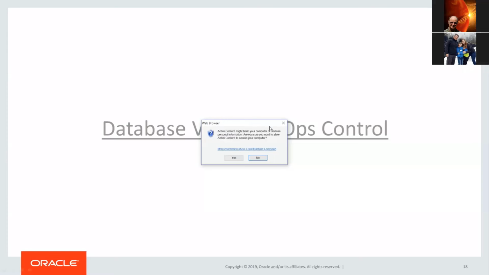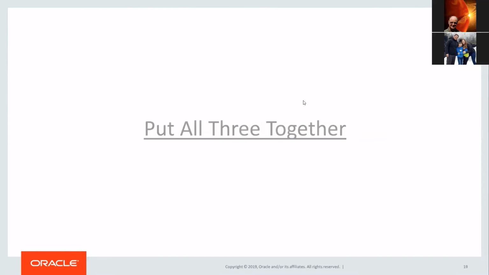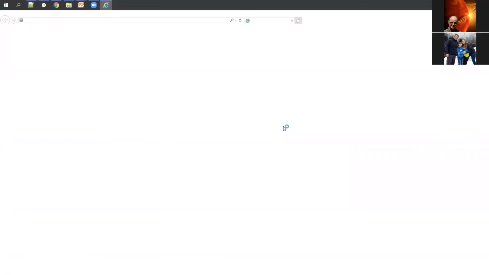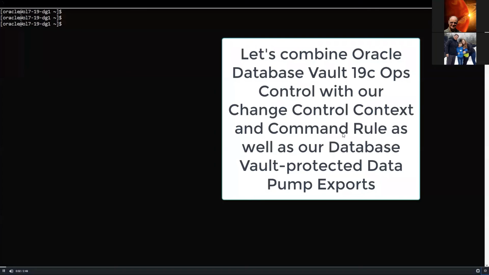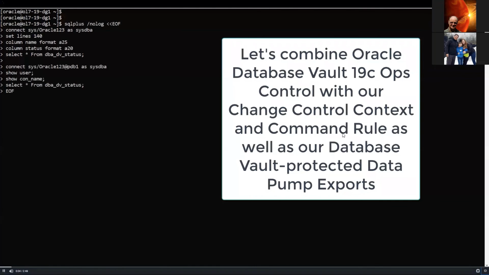Okay? So that brings me to my final video here. We're going to take all this and put all three together. We're going to see what it's like when we have ops control enabled, our custom application context and our command rules in place, and we want to perform a Data Pump export. So let's put them all together.